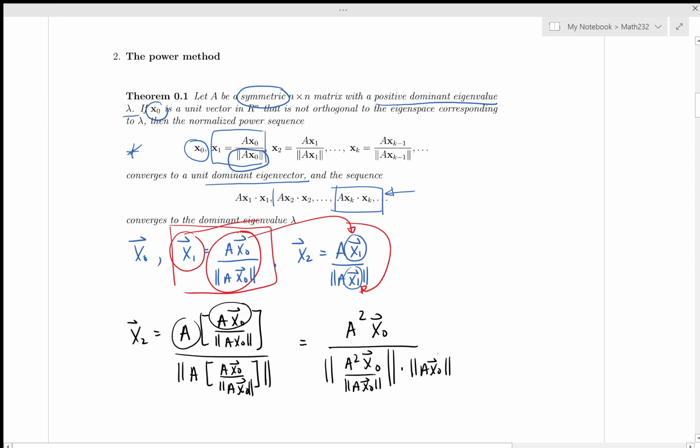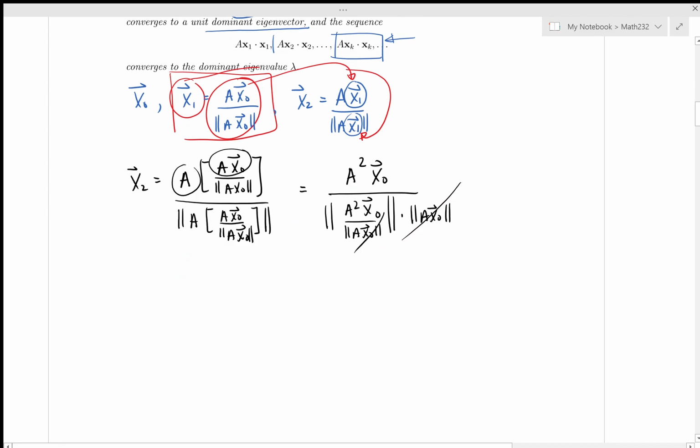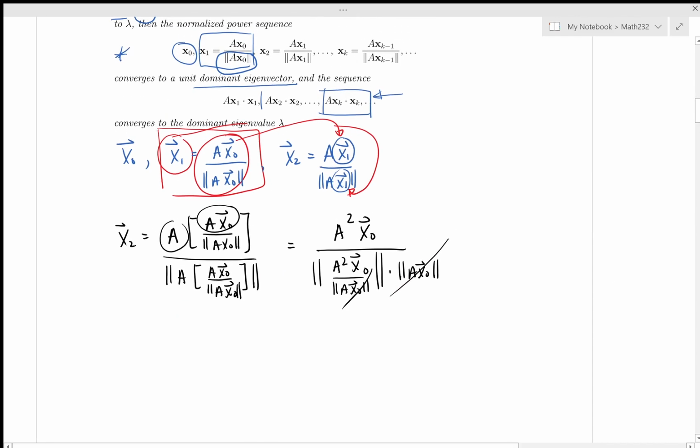Now these two things can be crossed out because each is simply a number. That number is just a constant, and you can move it out. If you're thinking of the computation of the norm as the sum of the squares of the components of the vector, and then you take the square root, you can factor that constant out. That allows for the cancellation, and we can then write this as A squared x naught divided by the norm of A squared x naught.